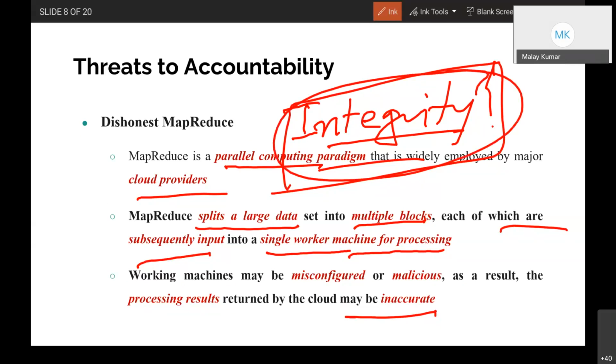So through these techniques, you will resolve the issue of integrity. And once the integrity issue is resolved, the other thing is why this particular incident happened. At that time, you will fix the responsibility on the cloud service provider or the customer, to identify the faulty machine or any other reason that causes the wrong result.